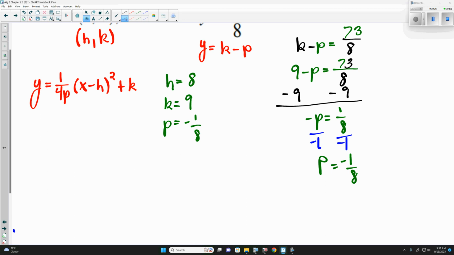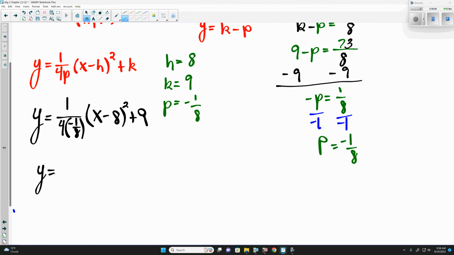Now the last thing we need to do is plug this in. So y is equal to 1 over 4 times p, which is negative 1/8, times x minus h. Well, our h value in this case is 8, squared, plus k, which is plus 9.